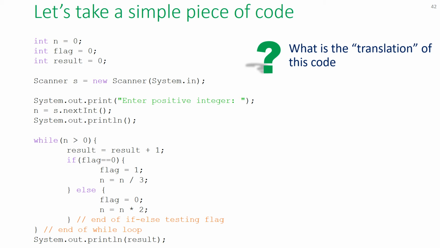And then if flag is 0, flag is an int, okay, it starts at 0. If flag is 0, set flag to 1. Okay, weird. And then divide n by 3, and then go to the next iteration. So now if flag is not 0, so it's 1, for example, set it to 0. Okay, so we toggle, okay, and then multiply n by 2.